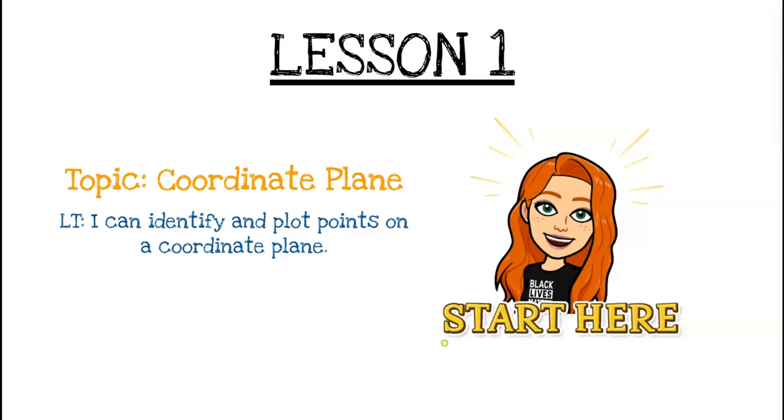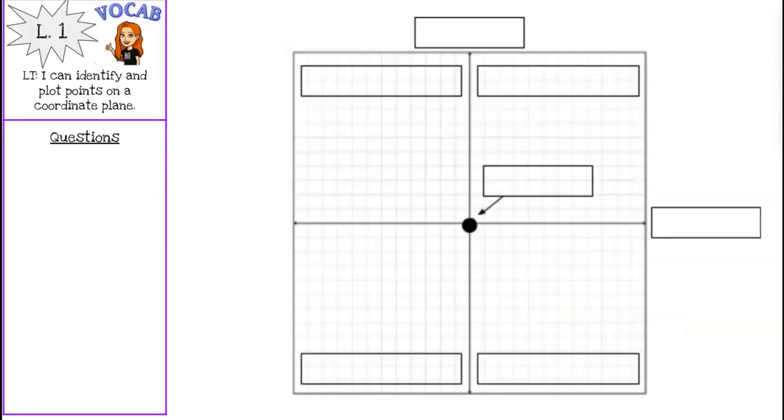Lesson 1, topic: coordinate plane. Learning target: I can identify and plot points on a coordinate plane. First thing is our vocab. So right here pictured, this is a coordinate plane. It's where we graph points and lines in math class.